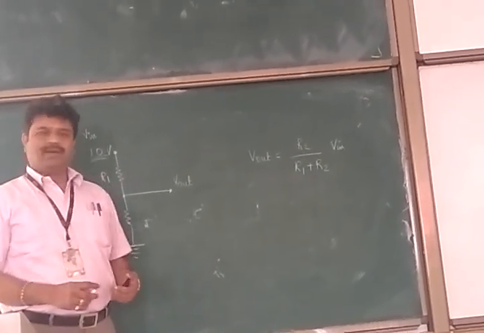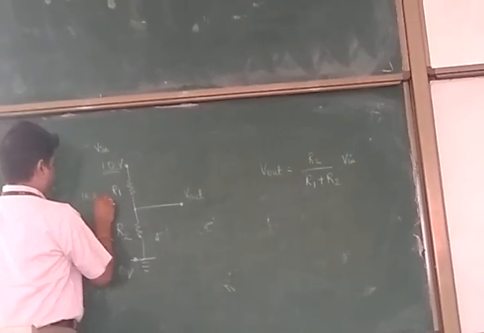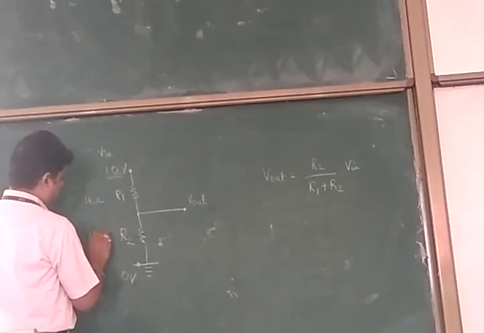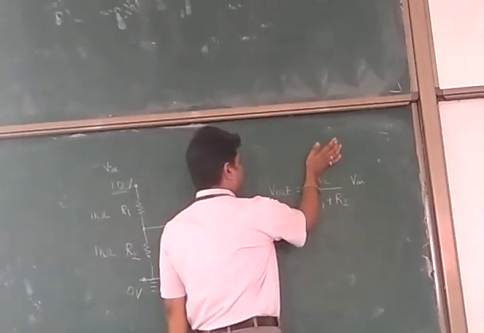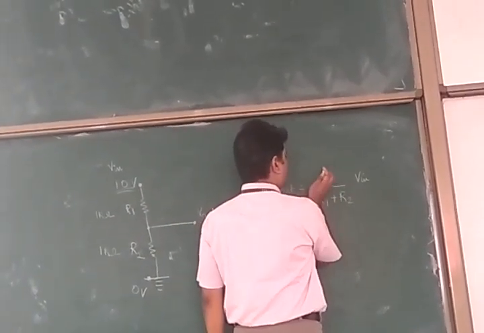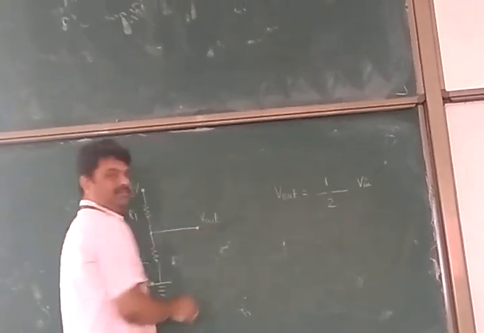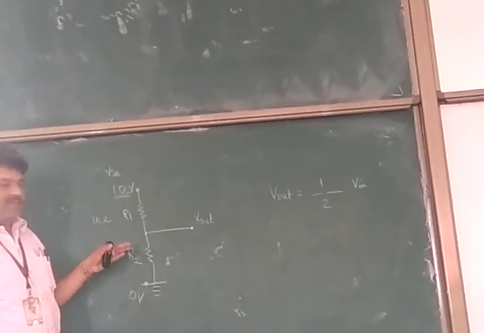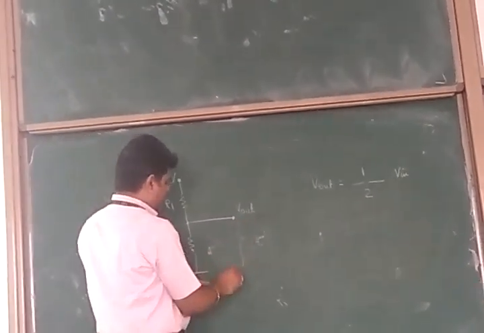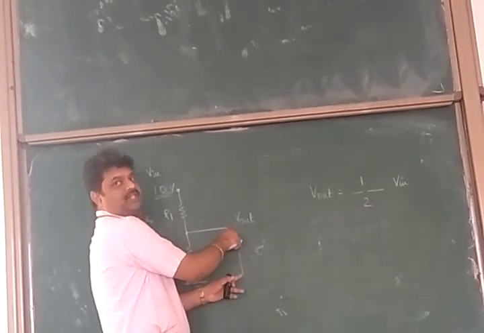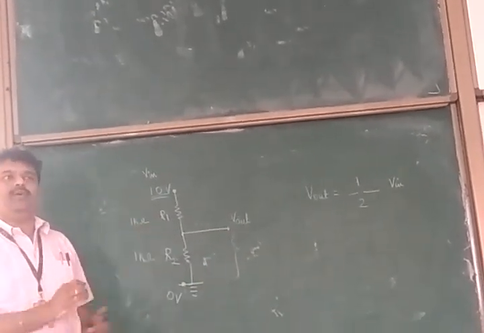One thing I am sure, if I put this also 1 kilo ohm, this also 1 kilo ohm, then this reduces to 1 over 1 plus 1, which is 2. Half of V in I will get here. If I give 10 volts, what will be the voltage difference between this and this? This will be 5 volts. Okay, 10 divided by 2, 5 volts.